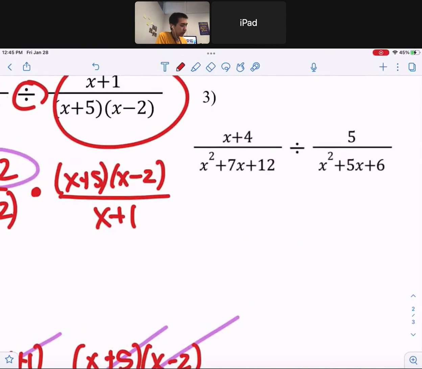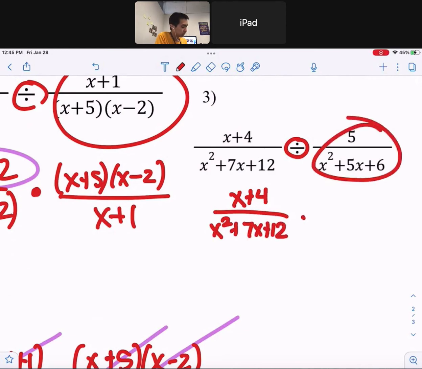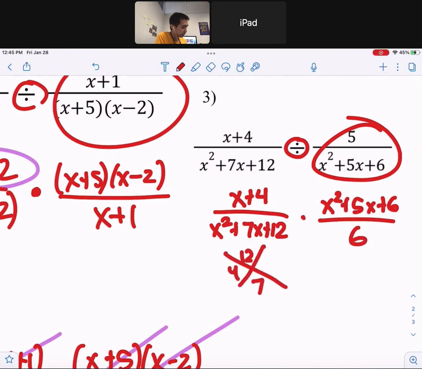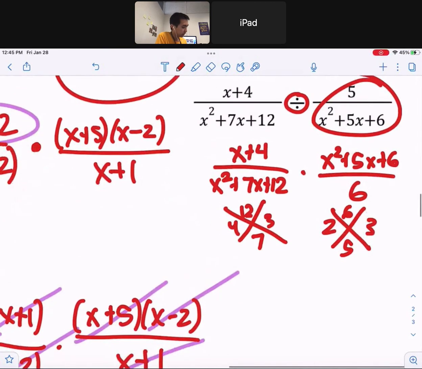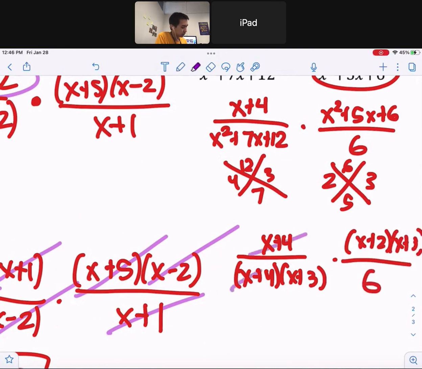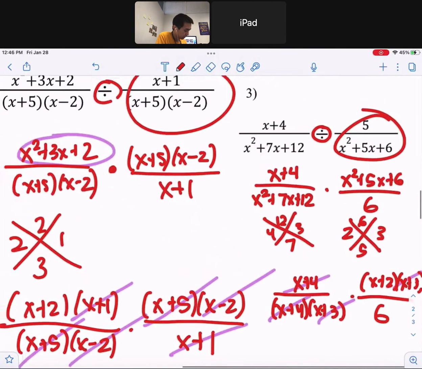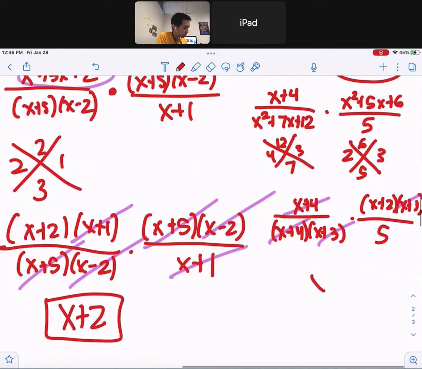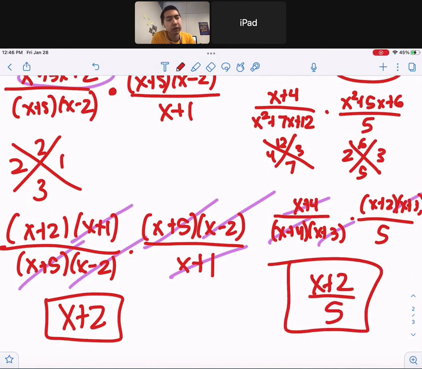And lastly, so again, division, we're going to change it to multiplication, right? So flip this one, right, you guys? Take the reciprocal of it. And now let's factor. 12 and 7, 4 and 3. Here, 6 and 5, 2 and 3. So then you guys, we get x plus 4 all over x plus 4 times x plus 3 times x plus 2, x plus 3 all over 6. So x plus 4's cancel, x plus 3's cancel. So the only thing that remains, you guys, oh, I don't know why I wrote a 6. Should be a 5. So all that remains, you guys, is an x plus 2 up top all over 5. And that's going to be your guys' answer.